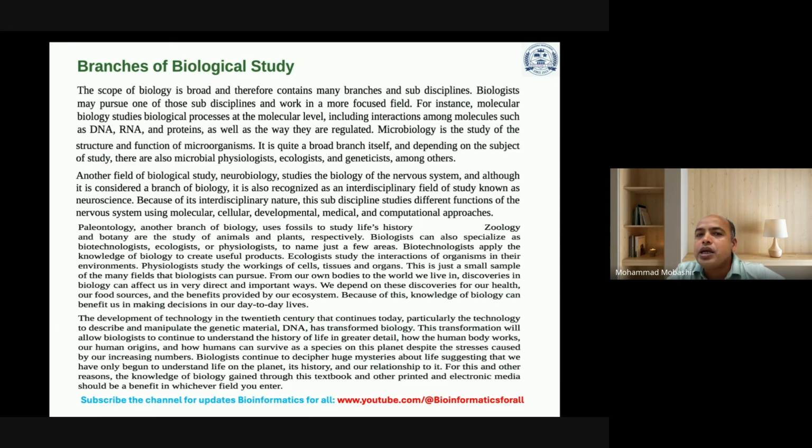It is quite a broad branch, and depending on the subject of study, there are also microbial physiologists, ecologists, and geneticists, among others. Another field of biology is neurobiology, which studies the nervous system, and it is considered a main branch of biology. It is also recognized as an interdisciplinary field of study known as neuroscience. Because of its interdisciplinary nature, this subdiscipline studies different functions of the nervous system using molecular, cellular, developmental, medical, and computational approaches.